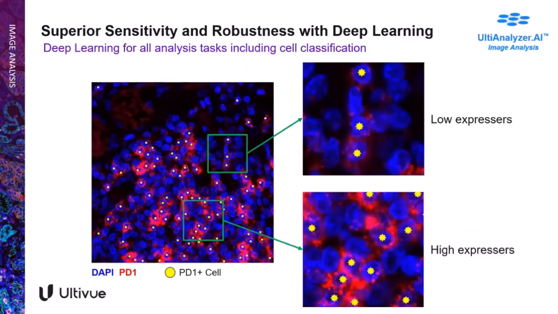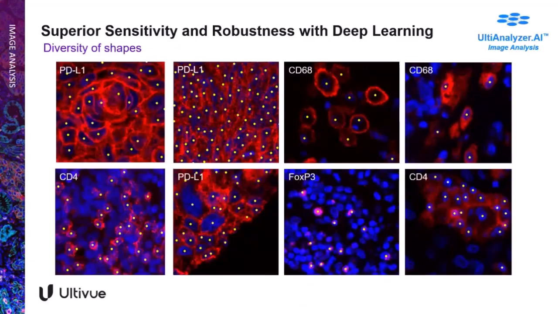Just some more visual examples. Here we show PD-1 in red that can be a high or low expressor, and therefore it's a good way to show that the same model can really detect both extremes. Sometimes markers can have a multitude of different morphologies, and also here the models can adapt to them.